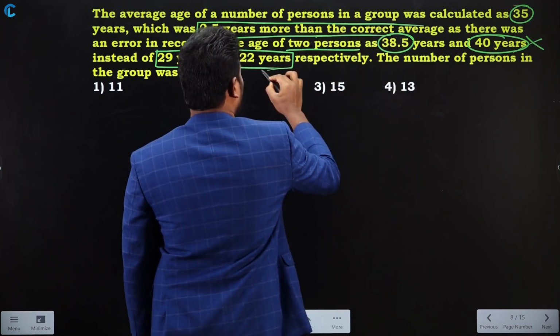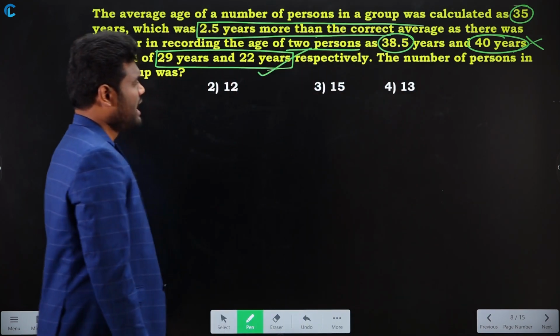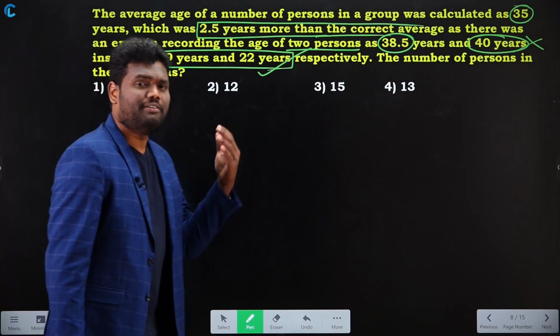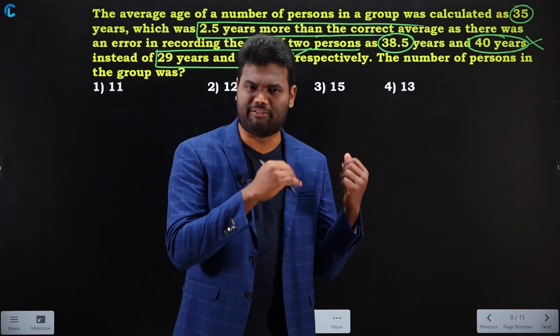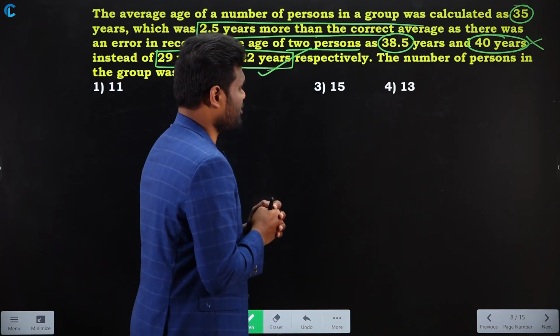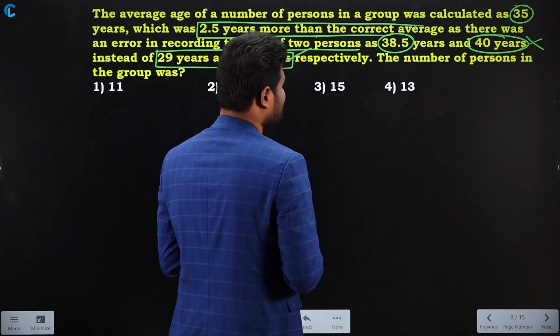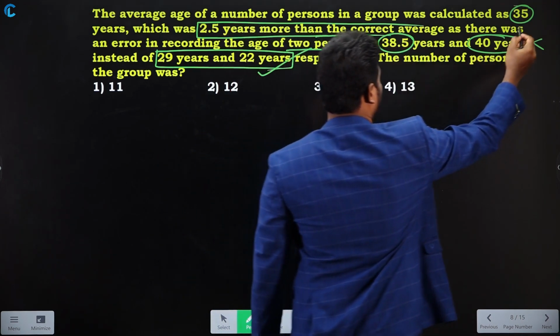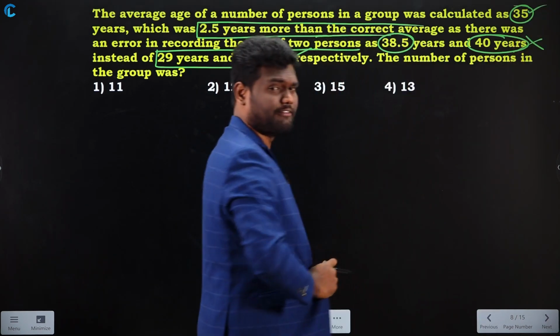So these are the wrong values and these are the correct values. Now your question is the number of persons in the group. Even this question is similar to the previous question. Just observe carefully. What is the question saying? The whole group average is 35.